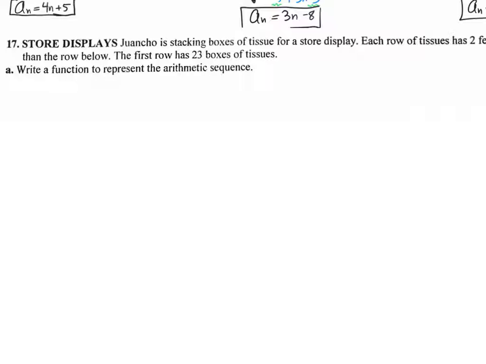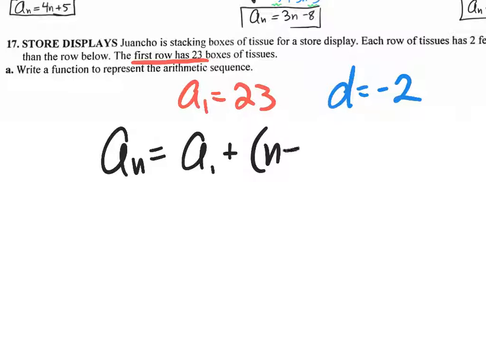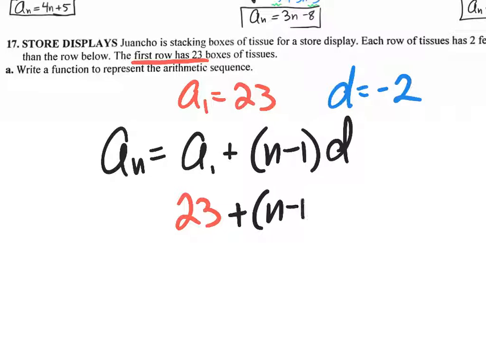So technically what they're telling you right here, that the first row has 23, they're giving you your first term, 23. Now we know that the next one is 2 less than that, and the one after that's 2 less than that. So we know that the common difference is 2 less than, which means negative 2. So using our formula, a sub n equals a sub 1 plus n minus 1 times the common difference d. You'd plug in a 23 right here, and then plus n minus 1 times that common difference of negative 2.